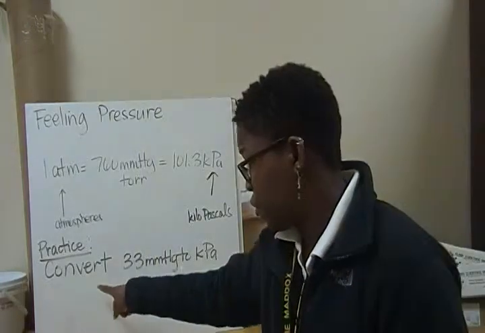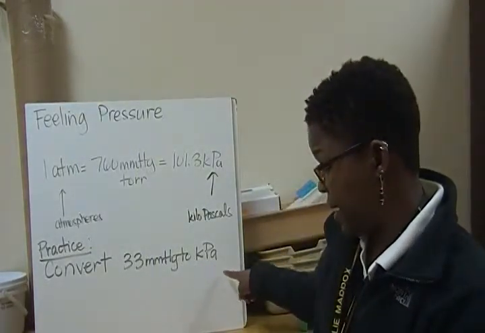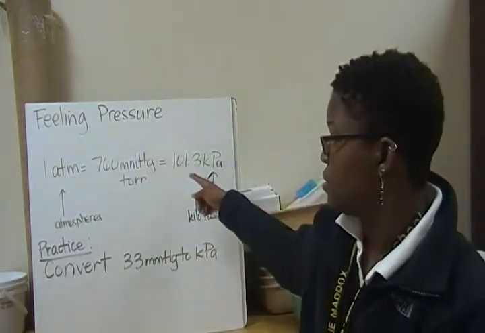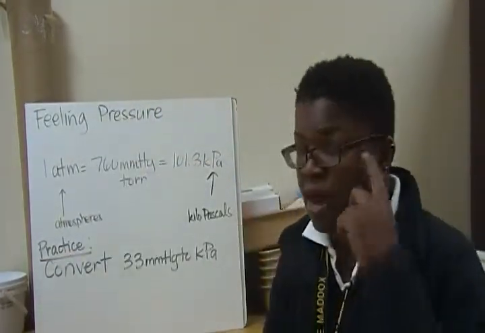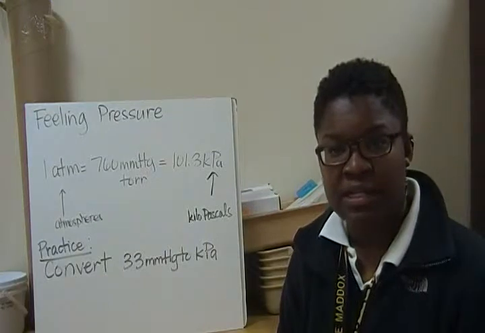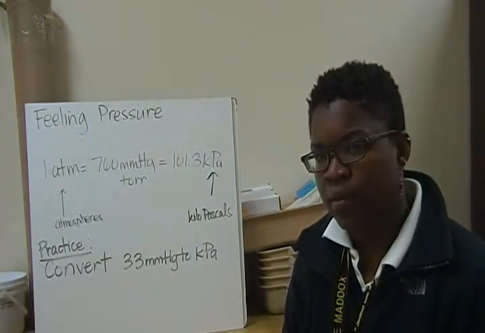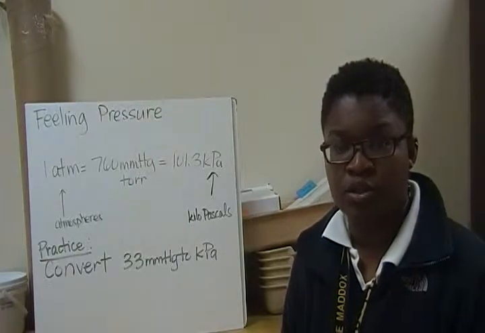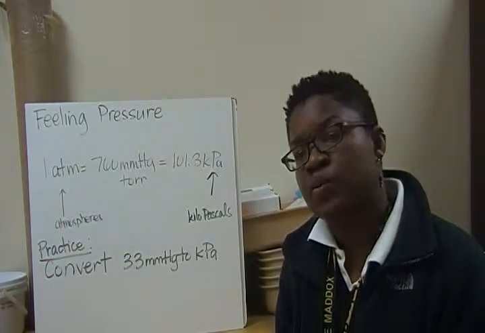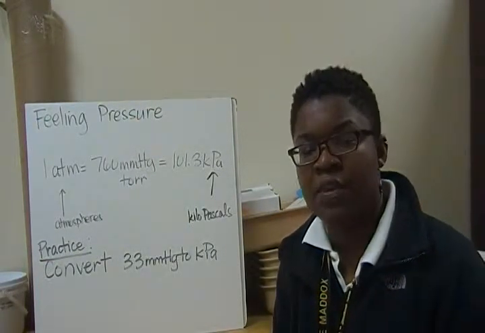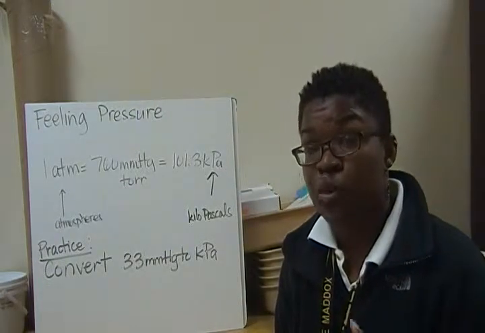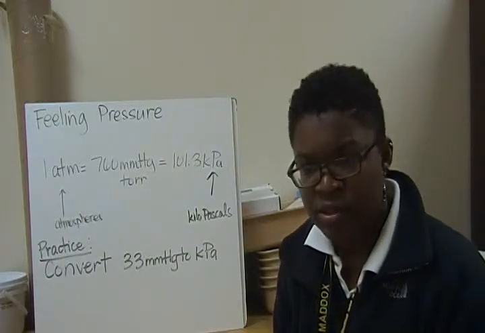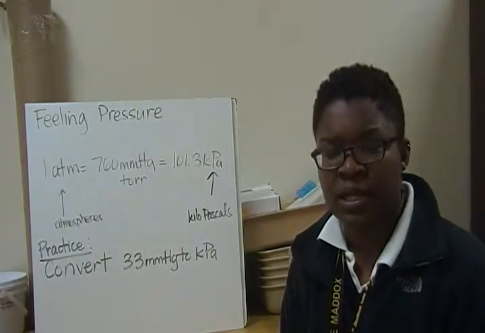So we're going to convert 33 millimeters of mercury to kilopascals, to kPa, and we're going to do that using this equation that's up at the top. Just so you know, millimeters of mercury is not something that we use a lot anymore outside of science. It's the predominant unit used in science, but outside of science we often use inches of mercury or square inches of mercury, pounds of mercury, square pounds.